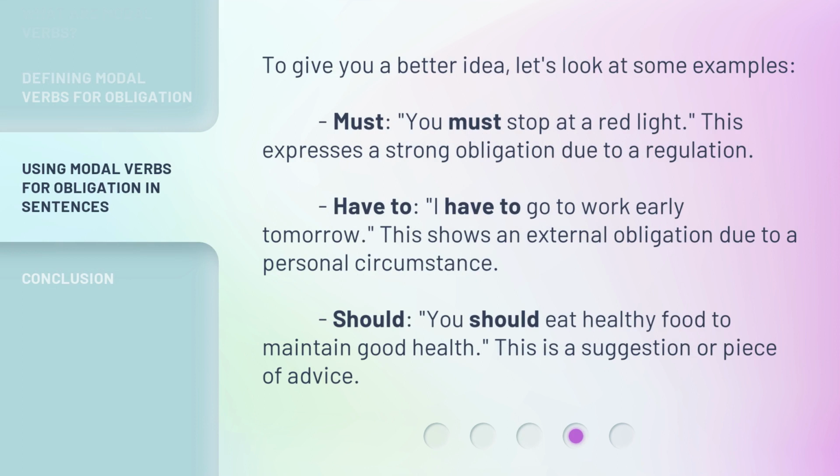To give you a better idea, let's look at some examples. Must: you must stop at a red light. This expresses a strong obligation due to a regulation. Have to: I have to go to work early tomorrow. This shows an external obligation due to a personal circumstance. Should: you should eat healthy food to maintain good health. This is a suggestion or piece of advice.